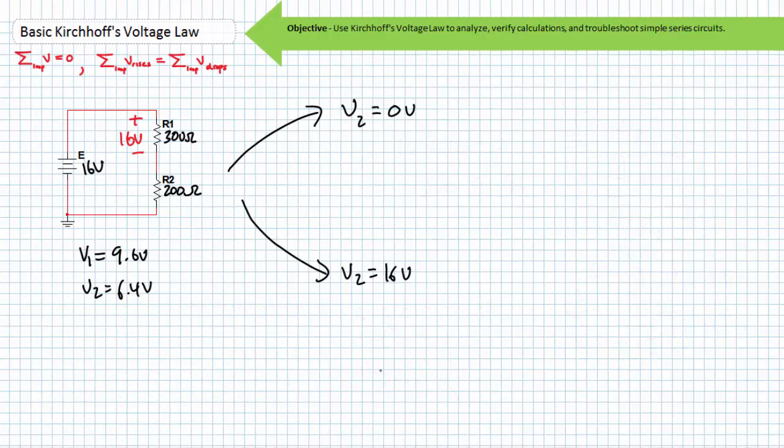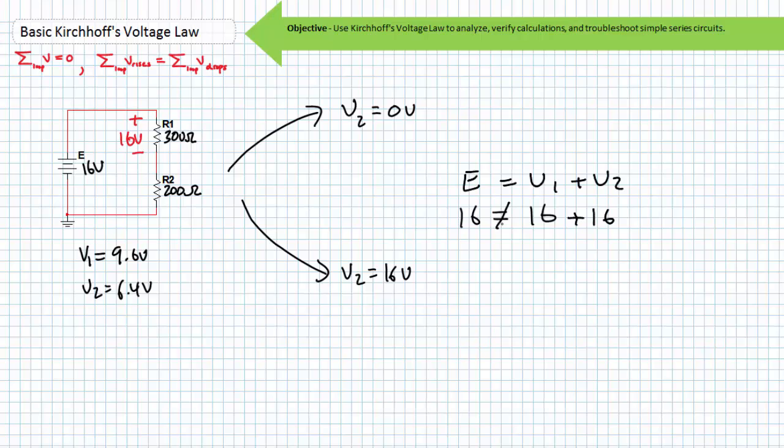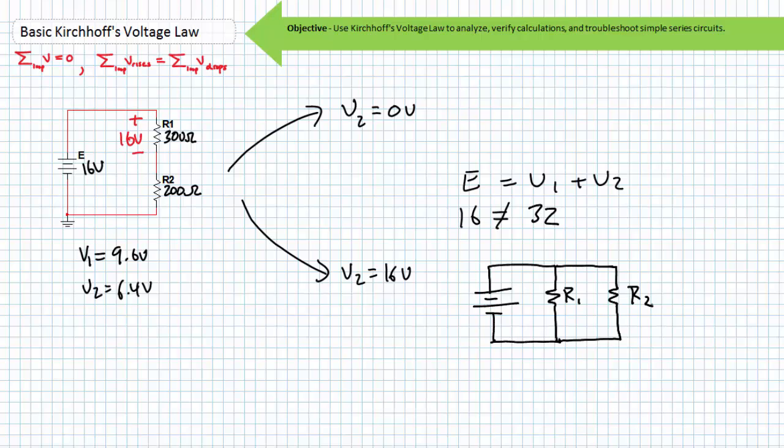Dealing with our second scenario, in which V2 is also exhibiting a 16-volt drop, we find a circuit seemingly in violation of KVL, and that our 16-volt rise does not, nor ever will, equal a 16 plus 16-volt fall. There is not a contradiction between your observations and your expectations. The contradiction rather lies in that you are observing values for a totally different, i.e. totally incorrect circuit. Consider this arrangement of not R1 and R2 in series with one another, but rather in parallel.